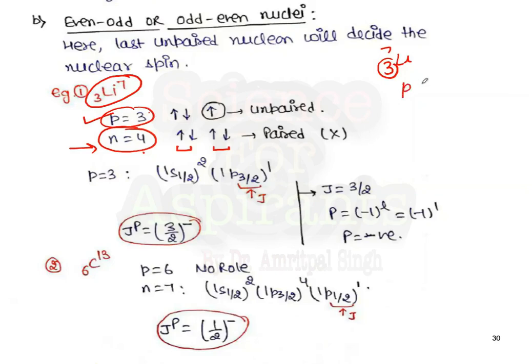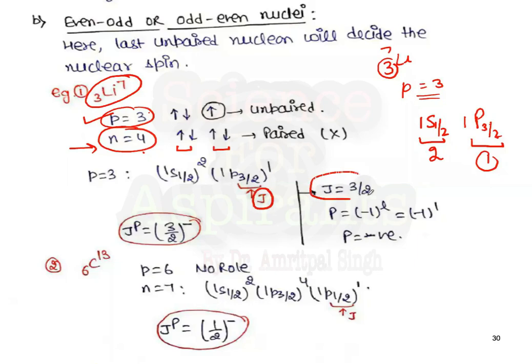By considering the proton number only, you will see that there are 3 protons. The first 2 protons will occupy the 1s 1/2 orbital. Then the last unpaired proton will be in the 1p 3/2 orbital. So from that you can see that the ground state spin of lithium-7 will be equal to 3/2, because this nucleon is present in the p 3/2 orbital.